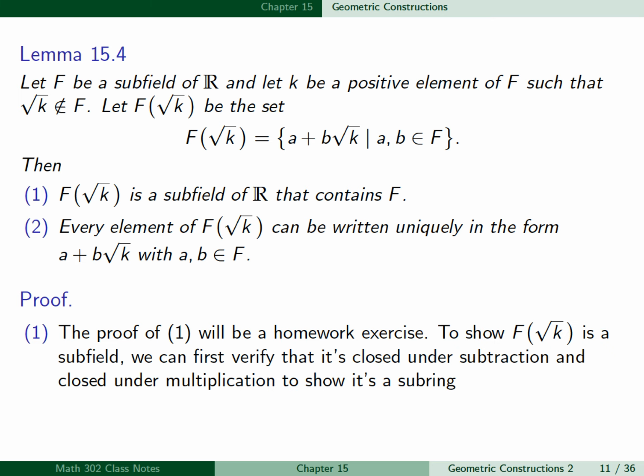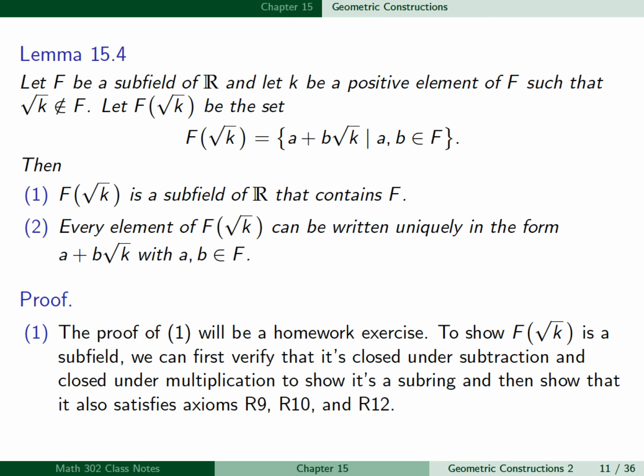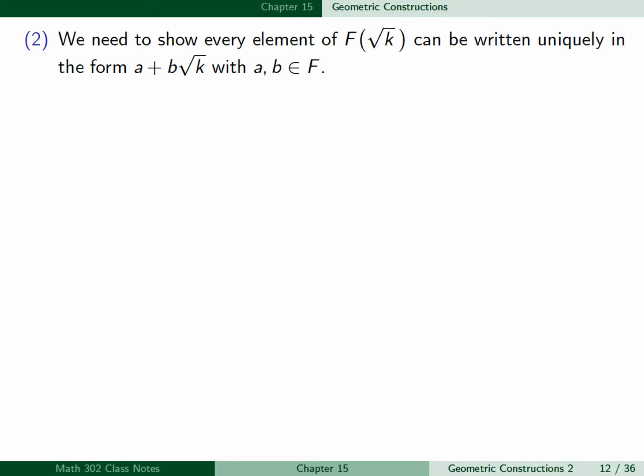And to show F(√k) is a subfield, we can first verify that it's closed under subtraction and closed under multiplication to show it's a subring, and then show that it also satisfies axioms R9, R10, and R12. And this will imply that it's a subfield. So second, we need to show that every element of F(√k) can be written uniquely in the form a + b√k, with a and b belonging to F.